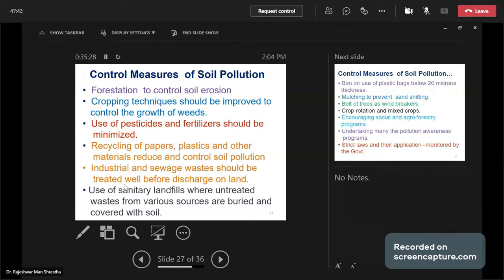Industrial and sewage waste should be treated well before discharge. सोइलमा फाल्नुभन्दा पहिला इन्डस्ट्रीबाट आएको वेस्टलाई, डोमेस्टिक वेस्टलाई ट्रिट गरेर फाल्नुपर्छ. And use of sanitary landfill, where untreated wastes from various sources are buried in large pits and covered with soil.